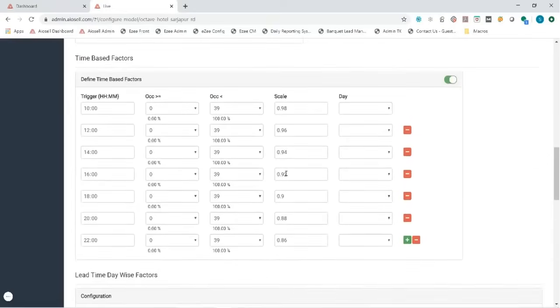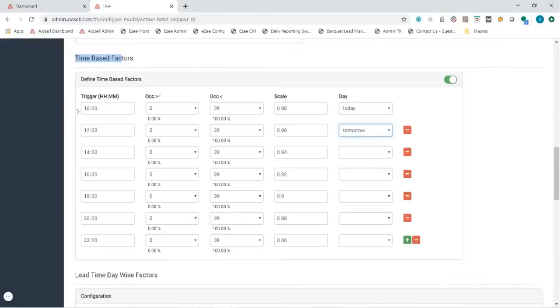We also have a last minute time-based factor. This is typically done for hotels that pretty much sell between 24 to 48 hours. A lot of hotels have started selling rooms within the last 48 hours. So we can define either a today or a tomorrow as a factor.